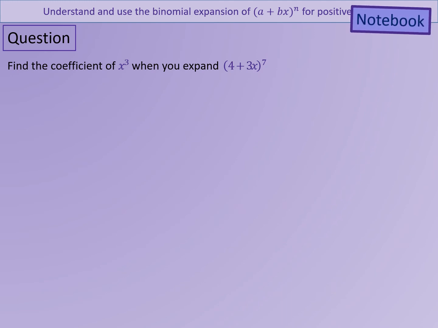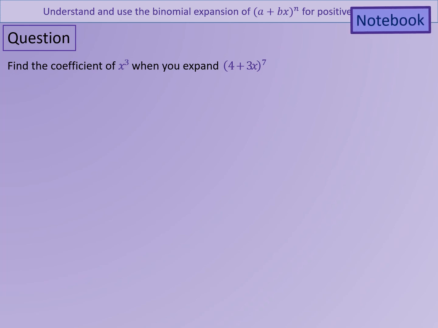Good. So this is question number 4 from the previous slide, and this is definitely for your notebooks, because this type of question is asked a lot. Because the examiner can ask this question, and it means that you don't have to spend an absolute age doing the full expansion, because your job is to find just a single term. And in this case, it's the coefficient of x cubed that we need. So how can we do it without actually finding all 8 terms of the expansion?